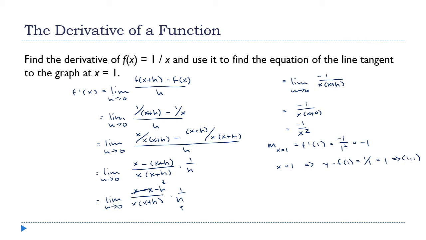Now I've got my equation. Just use the point-slope formula. y minus 1 equals minus 1 times x minus 1. y minus 1 equals minus x plus 1. y equals minus x plus 2. And that's it. That is the equation of the tangent line to f of x equals 1 over x at x equals 1.